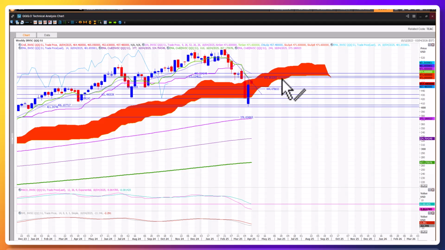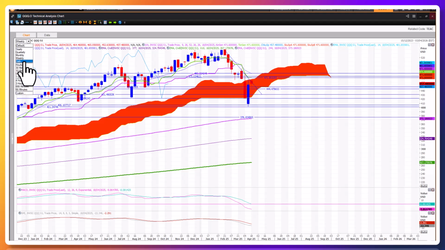Back above the bottom end of the cloud, so we can see this rebound rally run into a little bit of trouble at this resistance zone, then snap back to rebound from the bottom end of the cloud, and then continue higher if the macro picture improves. But just keep an eye on this front end cloud chart resistance on the weekly.